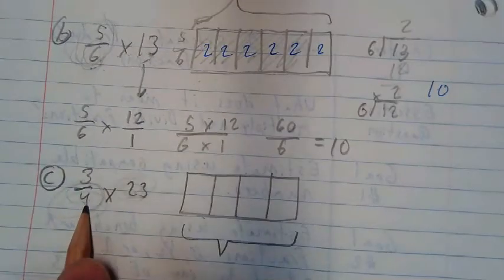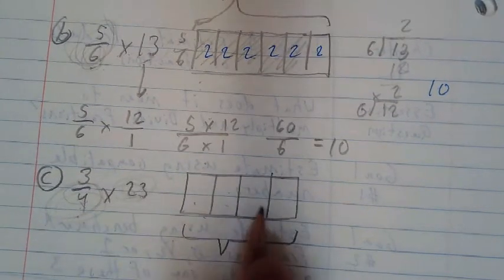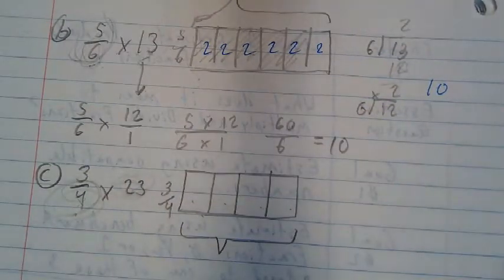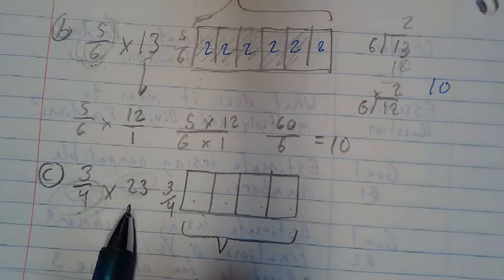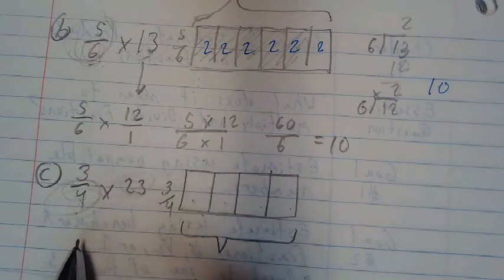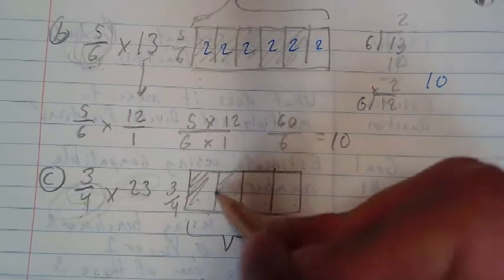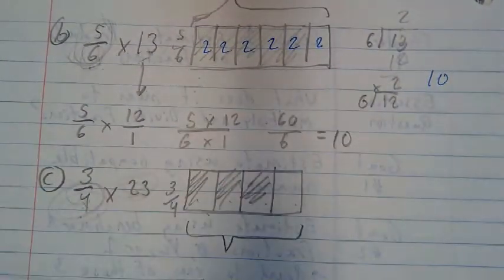We're making sets of 4. How do I know it's 4? Because the denominator is 4. 1, 2, 3, 4. And the fraction we want is 3/4. How do I know that? Because it's right there in front of me. 3/4 23 times. Or 23 groups of 3/4, right? But let's shade it in. 3/4 is 3 out of 4. 1, 2, 3. I have here the number 23.